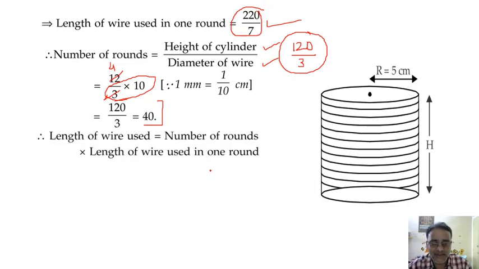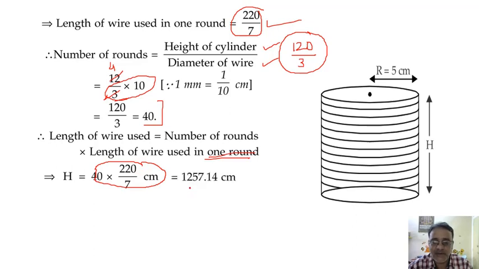So the total length of wire will be number of rounds into length of wire used in one round, that is 40 × 220/7. If you solve this, you will get approximately 1257.14 centimeter. But in NCERT, the answer is given according to pi equals 3.14. But actually, the value of pi is not given, so that is why I took 22/7. And according to 22/7, the answer is 1257.14 centimeter.